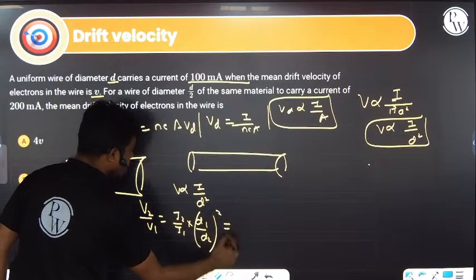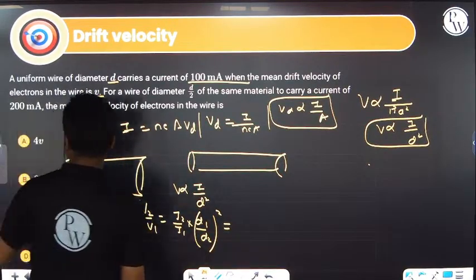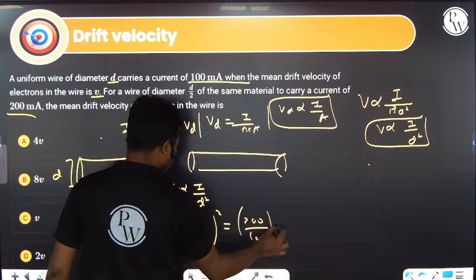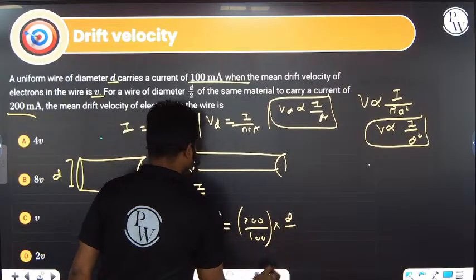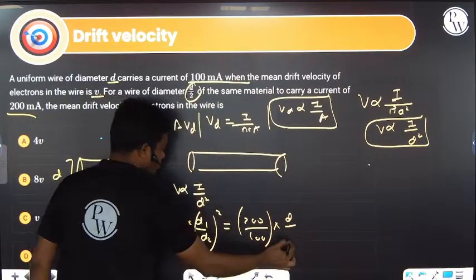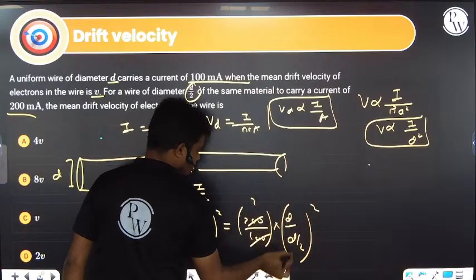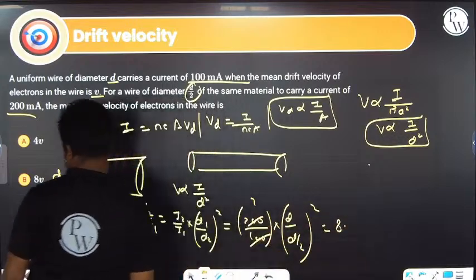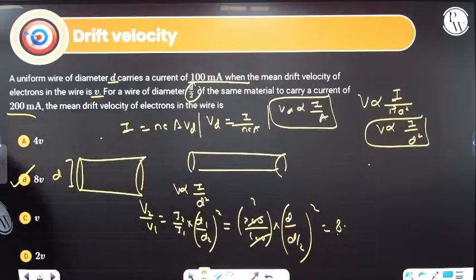Solving this, what is the I2 value? 200 milliampere. And what is I1? 100. So 200 divided by 100 into d1 by d2. What is the d1 value? d. And the d2 value? d by 2. Square we have to do. So this one is 1 and this one is 2; this is 2 squared, 4. So this will become how many times? 8 times. So the answer is 8 into V. Clear? I hope all of you got this one. The answer will be 8 into V.